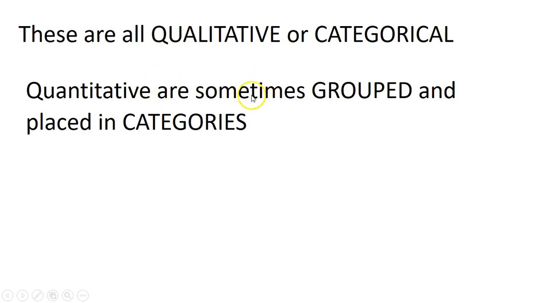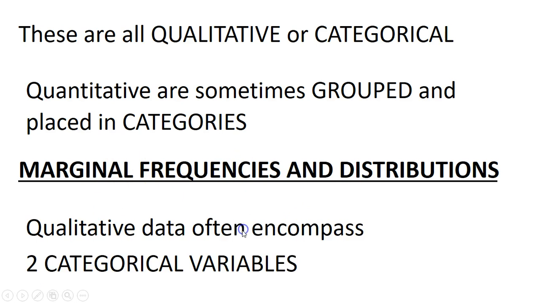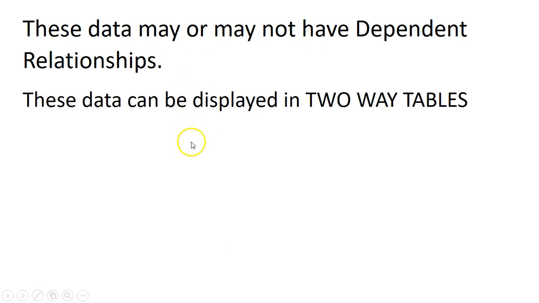Quantitative data are sometimes able to be grouped and placed in categories, and when we do that, those are put into marginal frequency and distribution tables. So qualitative data often encompasses two categorical variables. Oftentimes, these data may or may not have dependent relationships. One might depend on the other. These data can be displayed in what we call two-way tables.